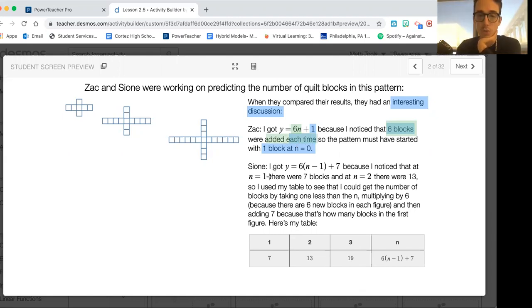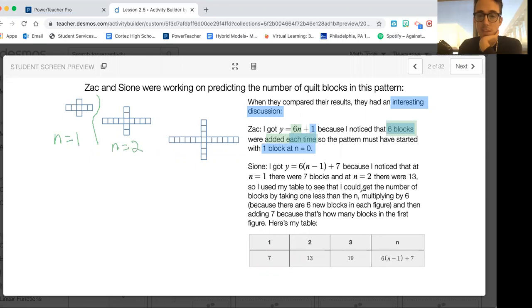Then we got Sion. I got y equals 6 parentheses n minus 1 plus 7 because I noticed that at n equals 1, there were 7 blocks. Let's count them: 1, 2, 3, 4, 5, 6, 7. That's right. And at n equals 2, there were 13. All right. So this second term.